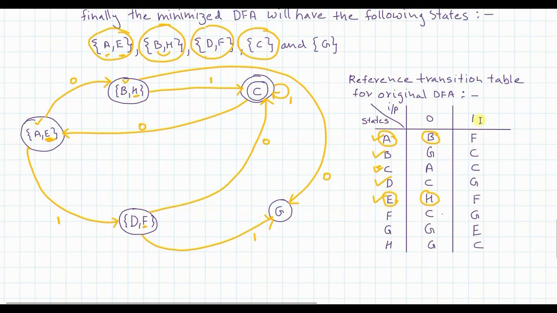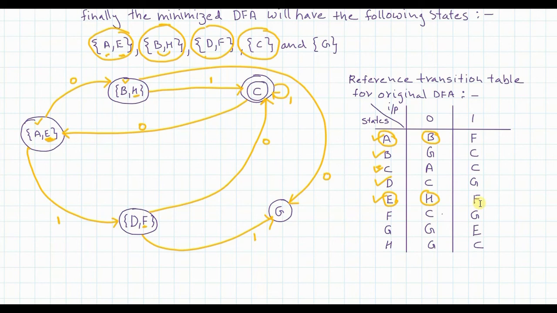Now E on 1 goes to F. So I can say that from AE on 1 I go to DF. Again, we have already had this particular thing, wherein I was saying that E on 1 goes to F. So from AE on 1 it goes to DF. Fine.